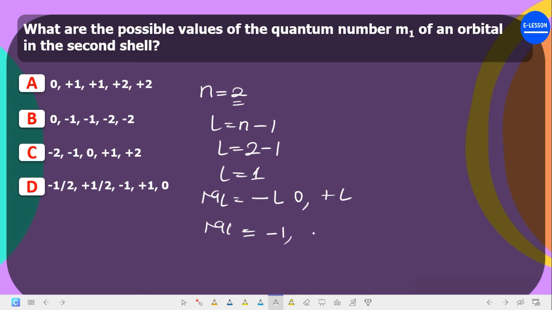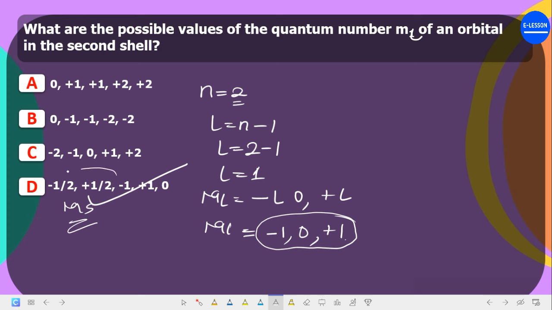So, the correct answer to that question, ml is equal to minus 1, then you have 0, then you have plus 1. So the correct answer is minus 1, 0, and plus 1. Now, it's supposed to be ml values and not ms. But since you have ms already added here, you can choose option D as the correct answer. That is not ideal, because they didn't ask for the ms value, but this one is the only one that has the correct ml values of minus 1, plus 1, and 0.